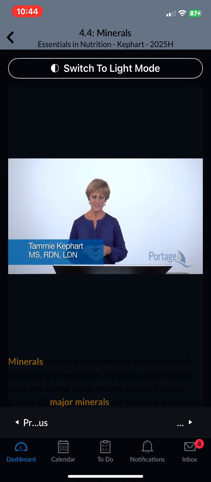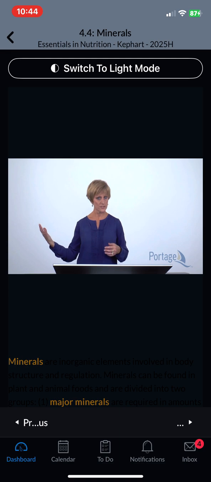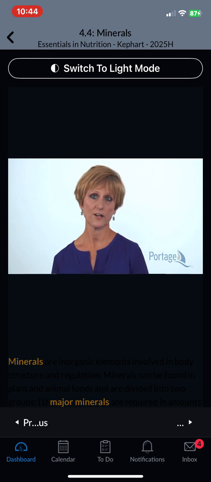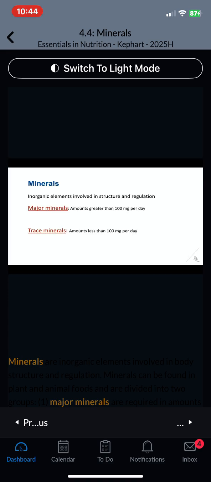As discussed previously, carbohydrates, proteins, and fats are your macronutrients. Vitamins are a micronutrient. And then we have water, which is also considered a macronutrient, but does not supply energy. So the final nutrient that we want to talk about are minerals. Minerals are inorganic elements, so they do not contain carbon or hydrogen. They're involved in structure and regulation.